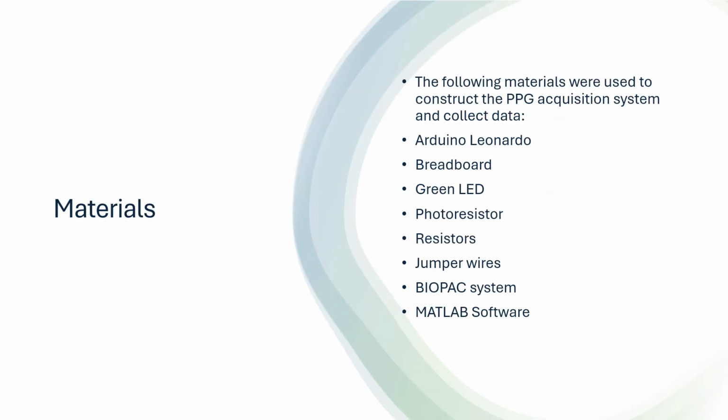For this experiment, we use an Arduino connected to a breadboard to build a PPG circuit. A green light illuminated the fingertip, and a photoresistor detected changes in light intensity due to blood flow. Resistors and jumper wires ensured proper circuit functionality. To capture ECG signals, we use a BIOPAC system, and for data processing and analysis, we use MATLAB software.